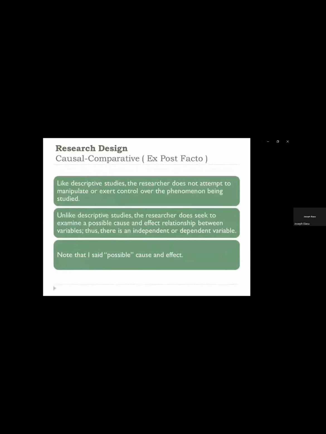As we're talking about causal comparative studies, there are a few additional notes that I want to make about this specific design, and especially take note of this if you're planning to use this type of design. Note that, like a descriptive study, a causal comparative design does not require the researcher to exert control or manipulate the phenomenon. However, unlike a descriptive study, you are looking at the possible cause and effect relationship between variables, and therefore you have an independent variable with at least two levels, at least two groups that you're comparing, and you have a dependent variable. You're looking at the possible effect that the independent variable has on the dependent variable.